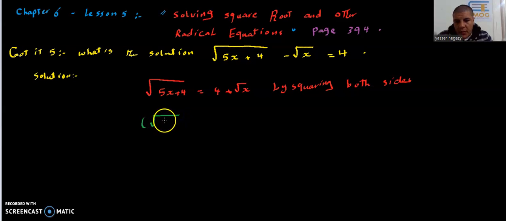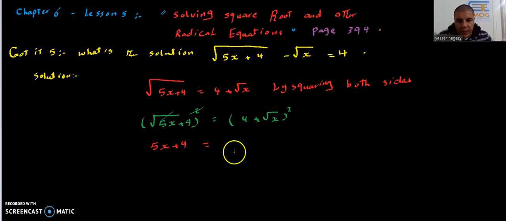So the left hand side, square root of 5x plus 4 all power 2, is equal to 4 plus the square root of x all power 2. Here we cancel power 2 with the square root, and here's the perfect square. So 5x plus 4 is equal to the first square, 16, plus 2 multiplied by 4, it will be 8, the square root of x, plus the square root of x power 2, it will be only x. Here we combine like terms. So 5x plus 4, negative 16, negative x is equal to 8 the square root of x.